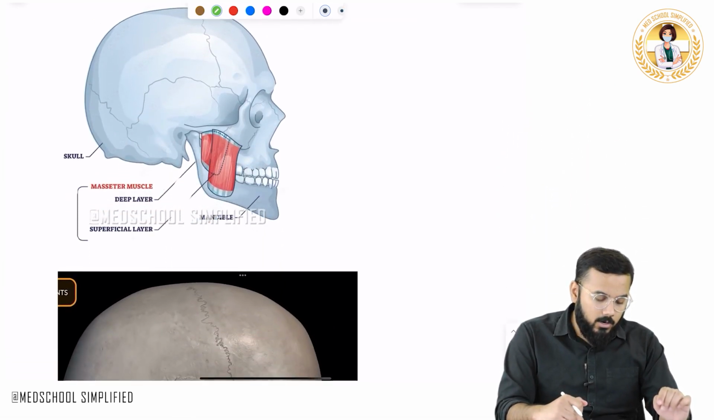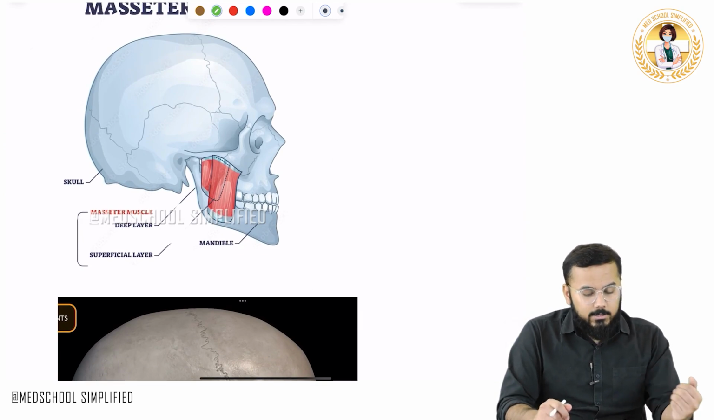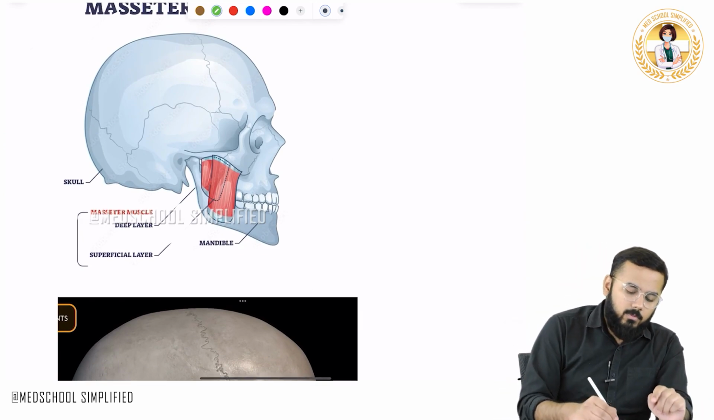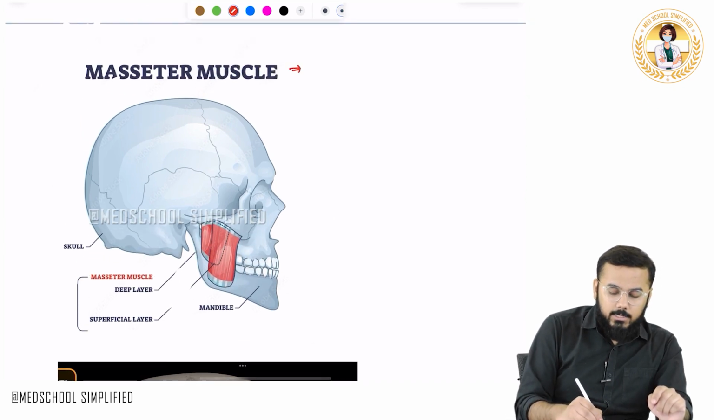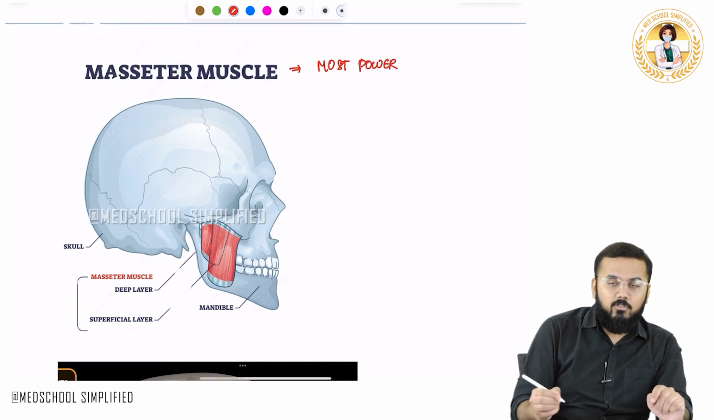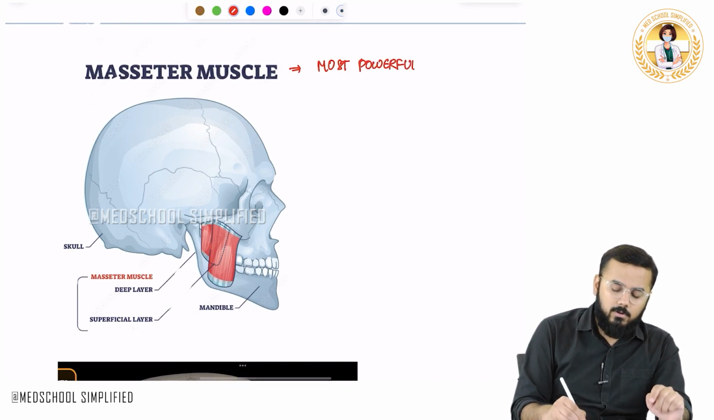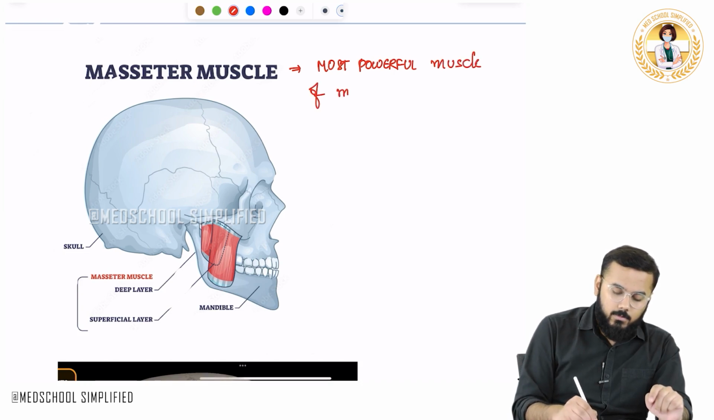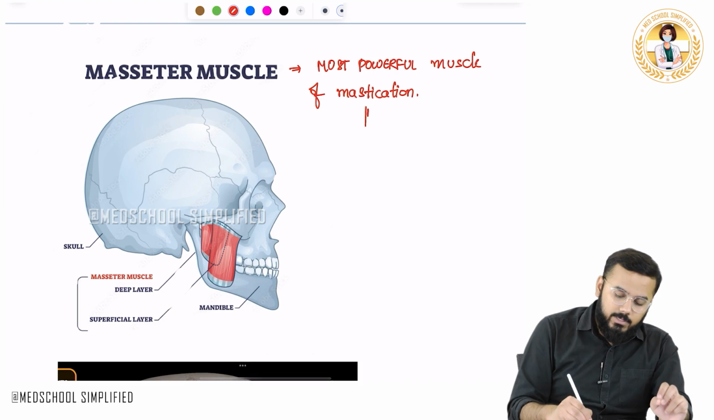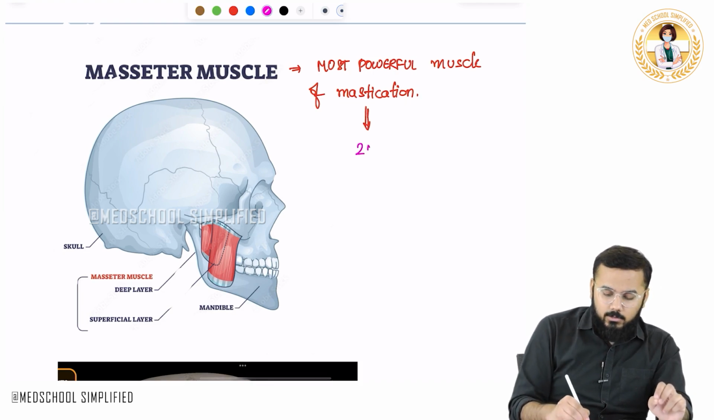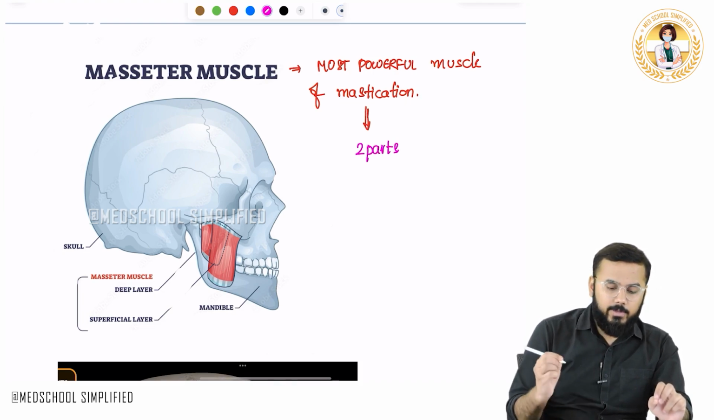The first muscle we have is the masseter muscle. You see this muscle? This is your masseter muscle. And remember one thing, the masseter muscle is considered the most powerful muscle of mastication. The most powerful muscle of mastication is the masseter muscle. And this masseter has two parts. There are two different parts of the masseter muscle.